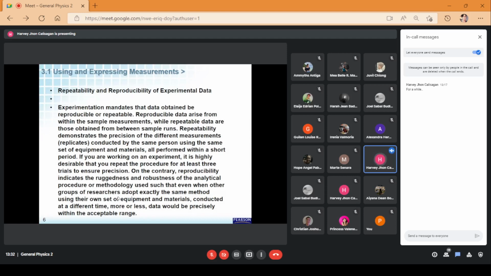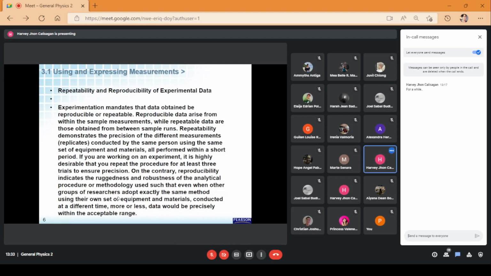So through repeatability, we can actually get the result that we need for our study. How about reproducibility? Okay, it indicates the ruggedness and the robustness of the analytical procedure or methodology used, such that even when other groups or researchers adopt exactly the same method using their own set of equipment and materials.